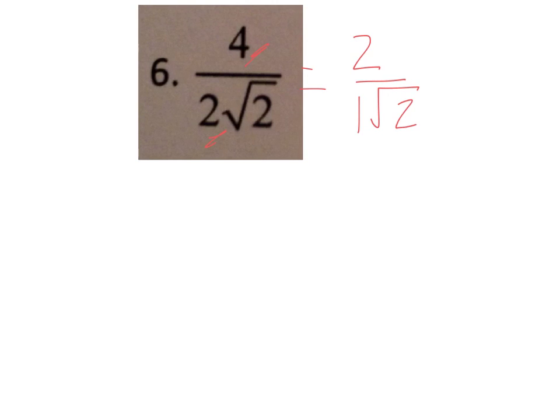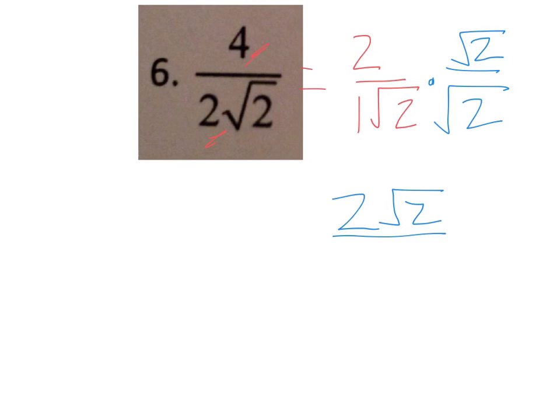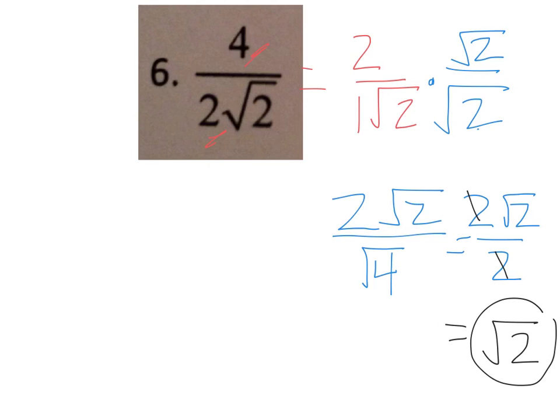And then to rationalize the denominator, you want to multiply both the numerator and the denominator by the radical that's in the denominator. So that's going to give me 2 radical 2 over root 2 times root 2 is going to give me the square root of 4. Well, the square root of 4 is 2. And then in this case, 2 over 2 is just 1. So this would equal just the square root of 2.